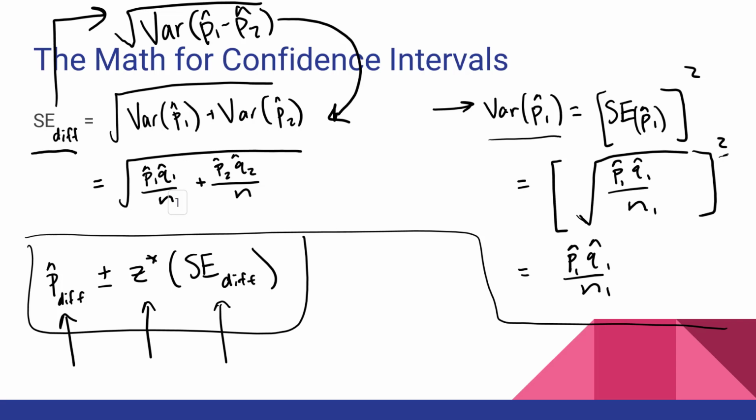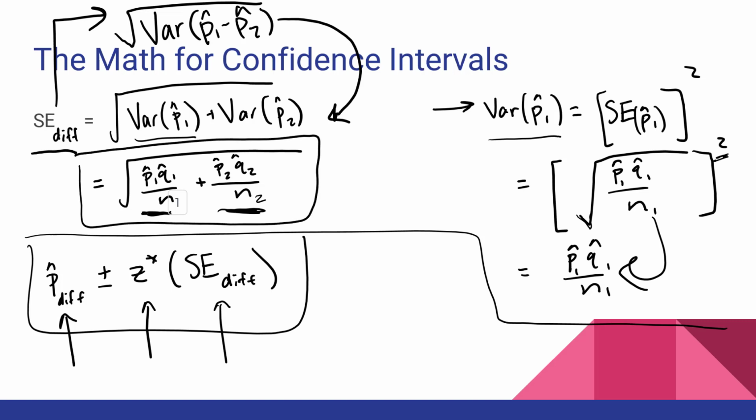But then since we have a square root here and then a squared, these two cancel out. So we have a final answer for the variance of p hat 1, which is p hat 1 q hat 1 over n1. So we can plug that in over here in the place of the variance of p hat 1. And doing the same thing for sample 2, just changing the subscripts, we can put in the variance for p hat 2. So this is the standard error formula for a confidence interval between two proportions.